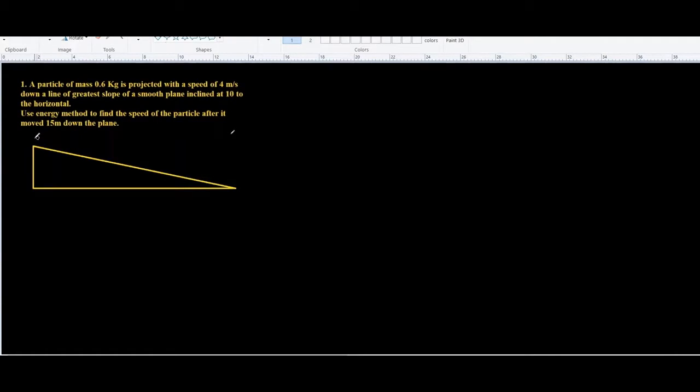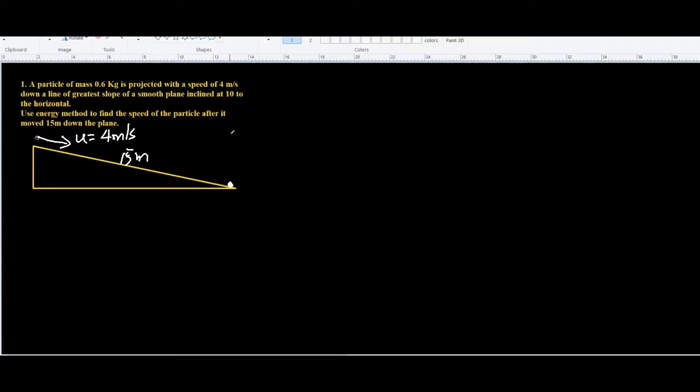In this question, the mass of 0.6 kg is being projected downwards. That means it is being given a very hard push at 4 meters per second. Now, they are asking us to use the energy method to find the speed of the particle after 15 meters. Let's assume that 15 meters is the whole length of this slope. So up to here, this length is 15 meters.